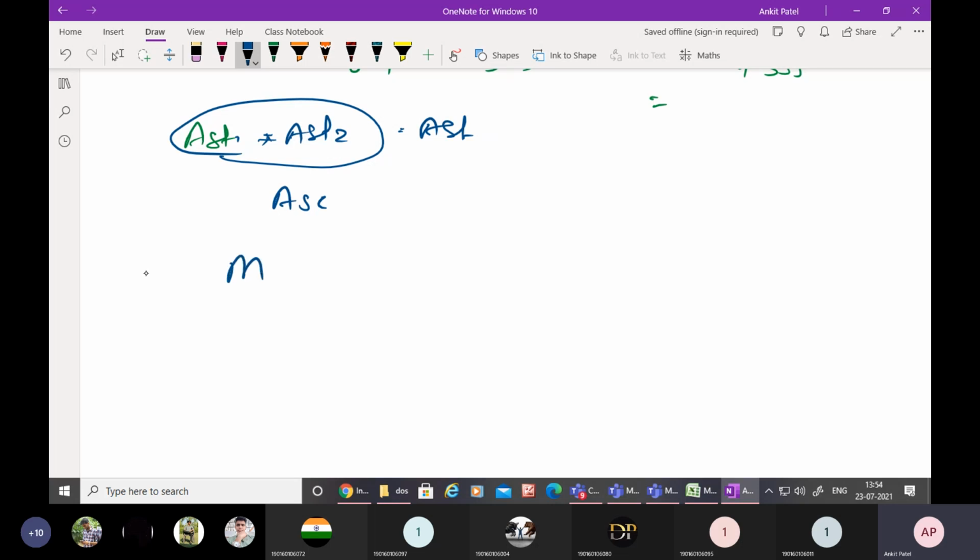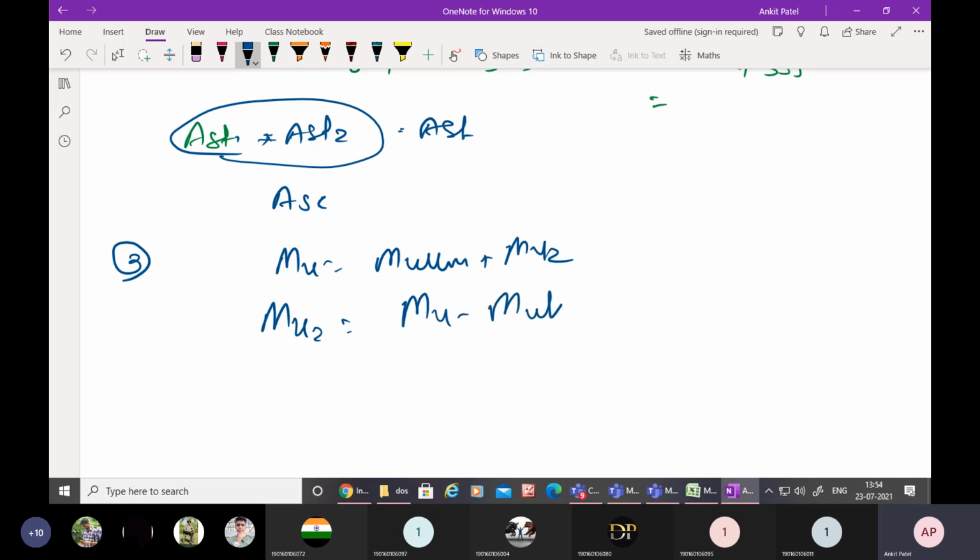Before that, we must know step number 3, MU2. MU2 is nothing but MU lim minus MU. Sorry, I have made a mistake. MU is equal to MU lim plus MU2, so MU2 is equal to MU minus MU lim. Now we know the value of MU, that is 400, and MU lim, which we derived from 0.138 fck bd square, and this answer is 250 kilonewton meter.